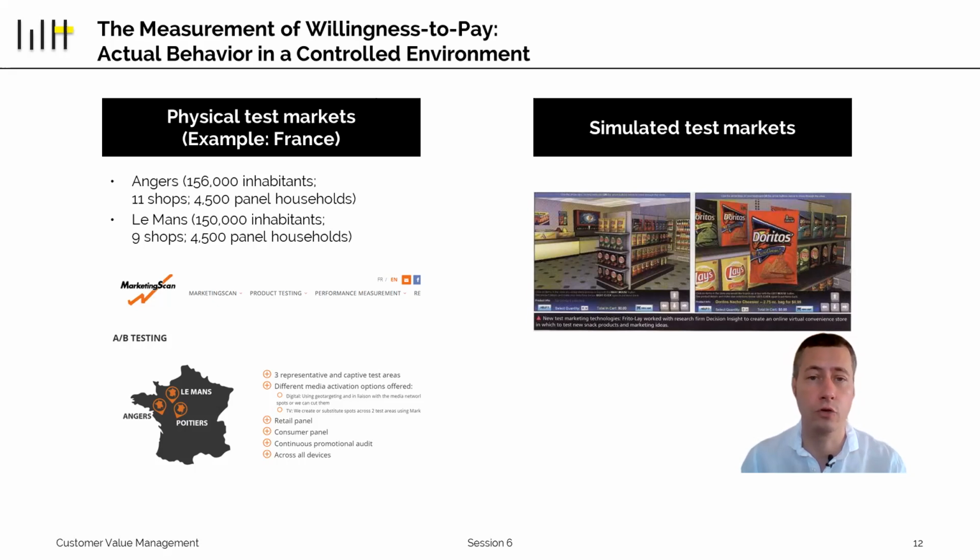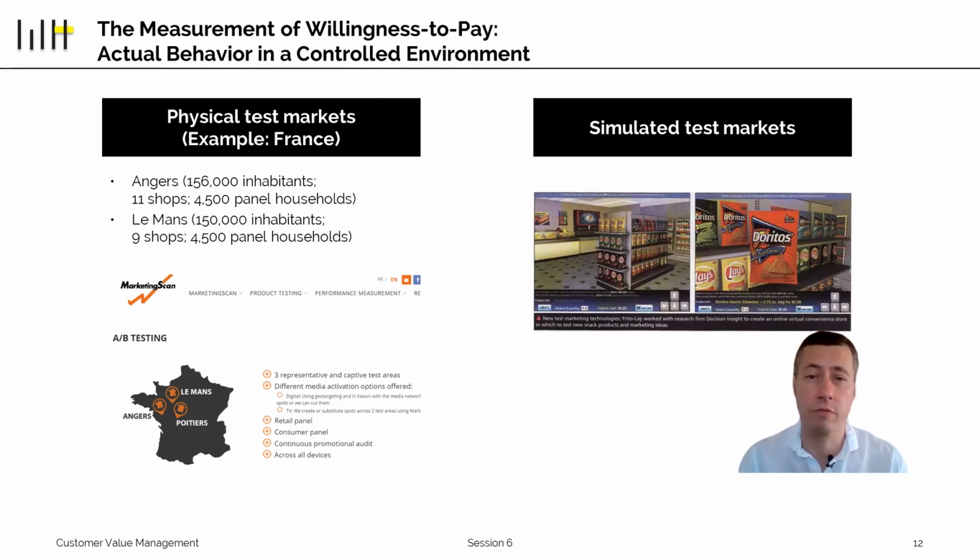Assume Coke wanted to introduce a vanilla flavored version of Coke. They could put it on a shelf in a physical test market and see whether people buy it. Although the consumers may know they're in a special type of supermarket, they would not know which specific type of Coke is the one that is currently tested and that is only available in their store.